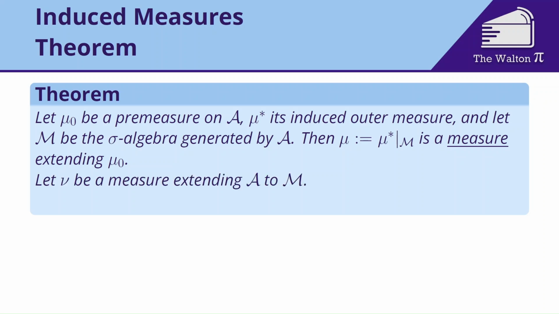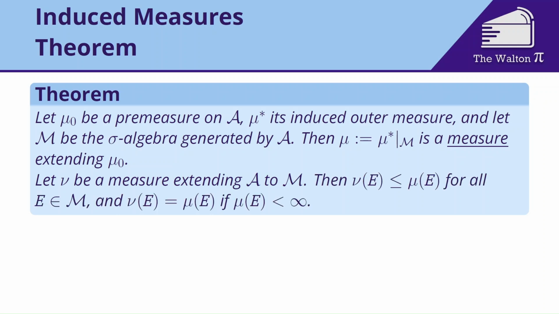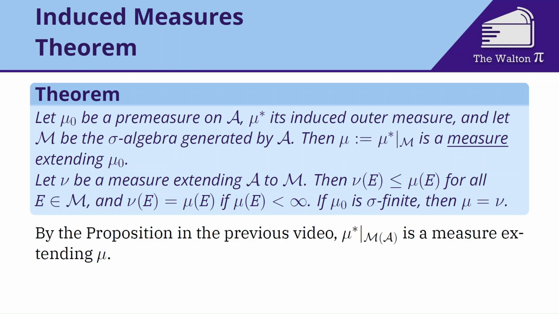And we are going to also let nu be any measure extending mu naught on A to M. Then nu of E is less than or equal to mu of E for every E in our sigma algebra M, and nu of E is equal to mu of E if mu of E is finite. If mu naught is sigma finite, then we also have that mu is equal to nu. So let's go through the proof.